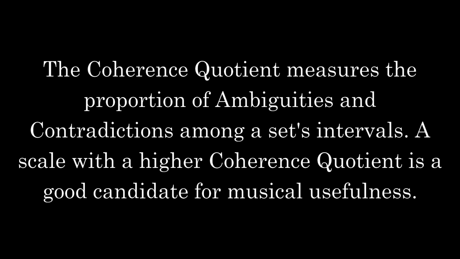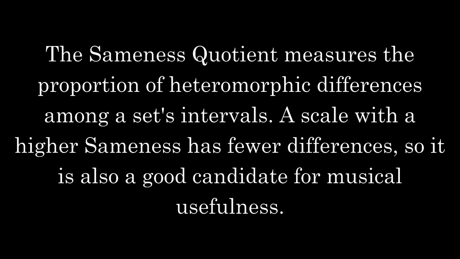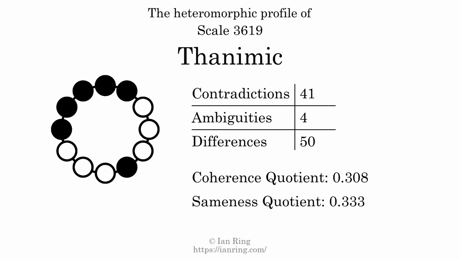The coherence quotient measures the proportion of ambiguities and contradictions among a set's intervals. A scale with a higher coherence quotient is a good candidate for musical usefulness. The coherence quotient is 0.308. The sameness quotient measures the proportion of heteromorphic differences among a set's intervals. A scale with a higher sameness has fewer differences, so it is also a good candidate for musical usefulness. The sameness quotient is 0.333.